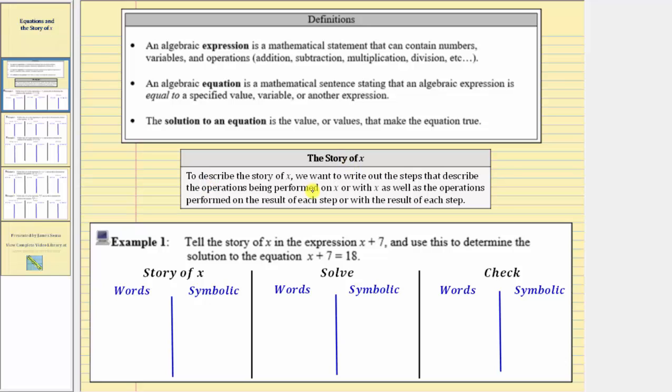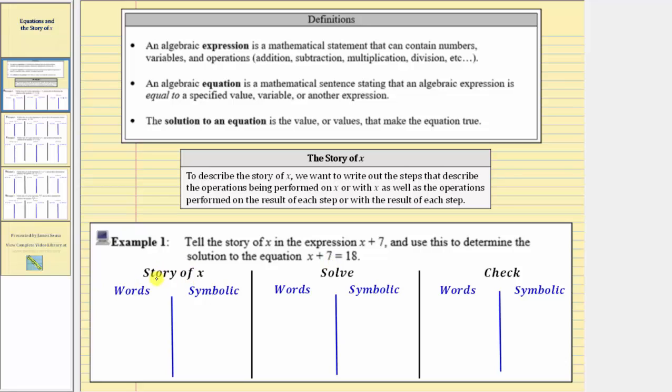To describe the story of x, we want to write out the steps that describe the operations being performed on x or with x, as well as the operations performed on the result of each step. So in example 1, we're asked to tell the story of x in the expression x plus 7 and use this to determine the solution to the equation x plus 7 equals 18. So I know we can probably solve this equation just by inspection. Let's go ahead and go through the story of x to solve this equation.